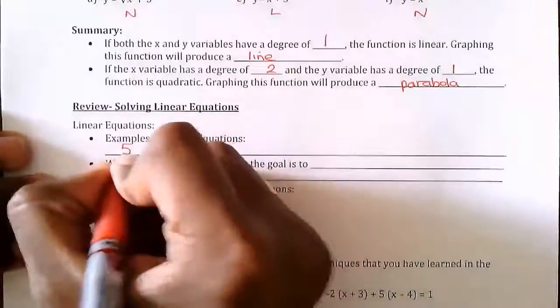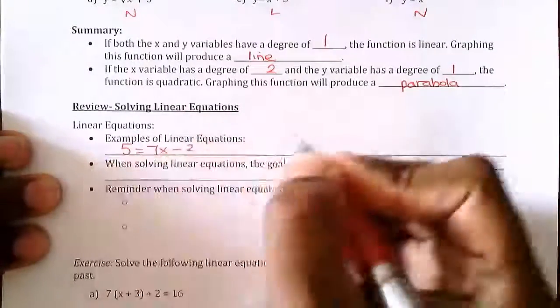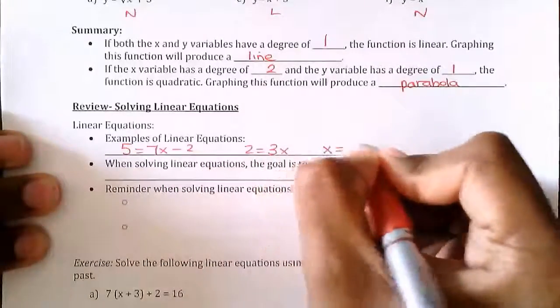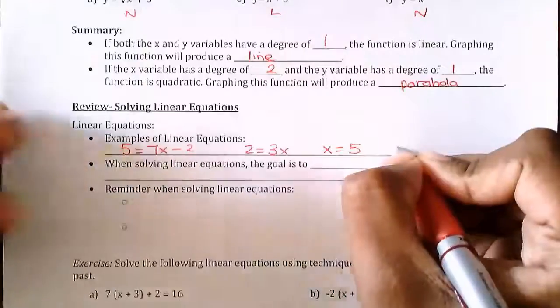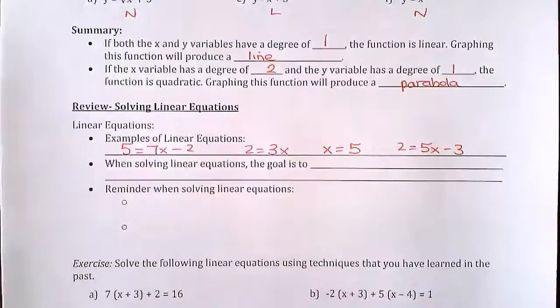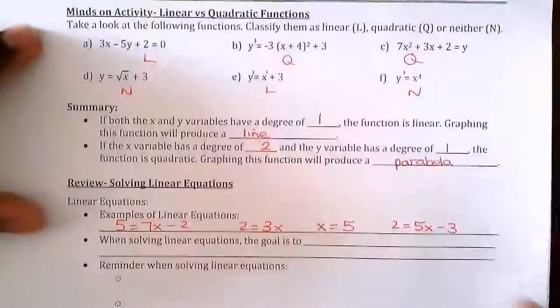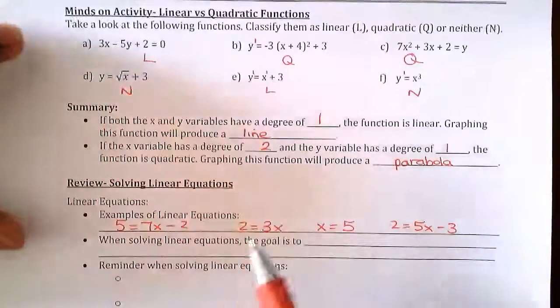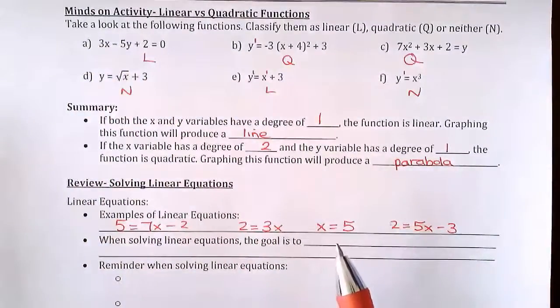Something like this: 5 is equal to 7x minus 2, or 2 is equal to 3x, or x is equal to 5, or 2 is equal to 5x minus 3. So what you'll notice is that linear functions had both an x and a y, and they both had a degree of 1, whereas linear equations will only have one variable, at least for the ones we will be dealing with now. So we'll only have one variable, and whatever that variable is will have a degree of 1.